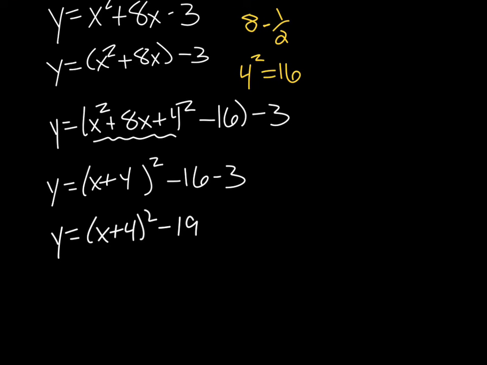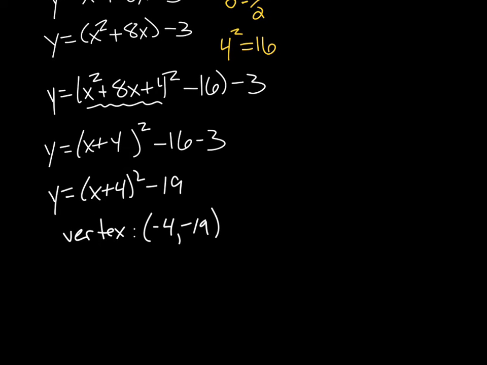So what is the vertex on this? It's 4, negative 19. Close. No, negative 4, negative 19. Because it's in the parentheses, we always had to do the opposite on the inside of the parentheses. So it moves it left and right, but in the opposite direction. The outside number moves it up and down in the same direction. What's our axis of symmetry then? x equals negative 4.